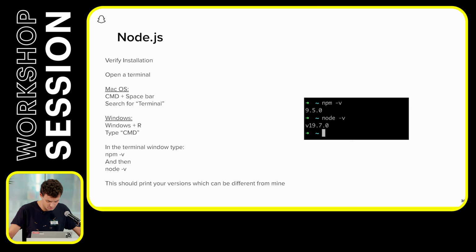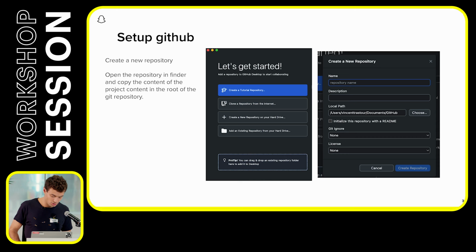And on Windows, if you want to open the command line tool, like a terminal, you can press Windows and R, and then type CMD, and you can type the two commands after you install Node.js, and you should have the same display as I have on the right, which gives me the version of the two tools that we are going to use. So now, let's use GitHub. I've asked you to download the GitHub desktop version, or you can use the CLI. Then when you run it, it will maybe ask you to register and to log in.